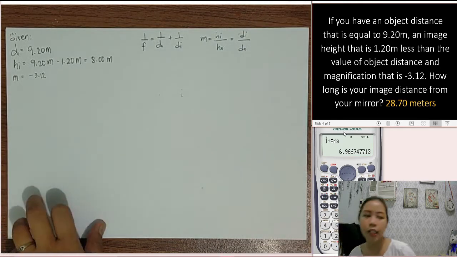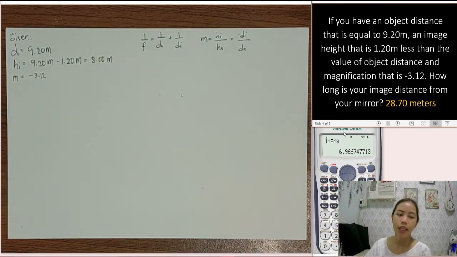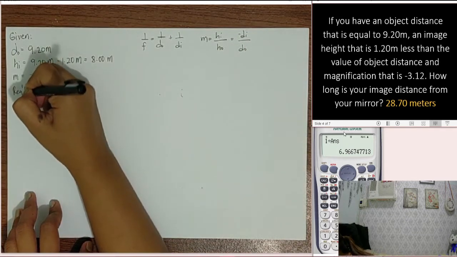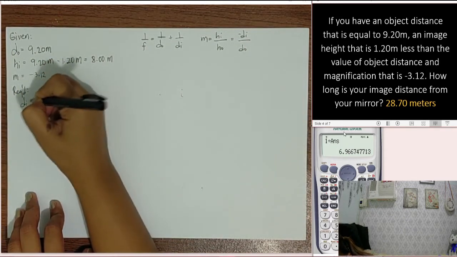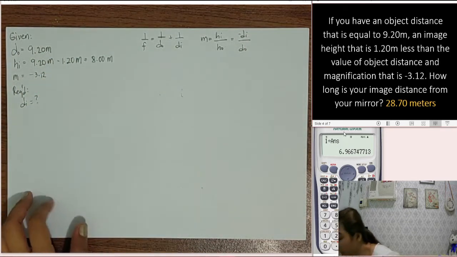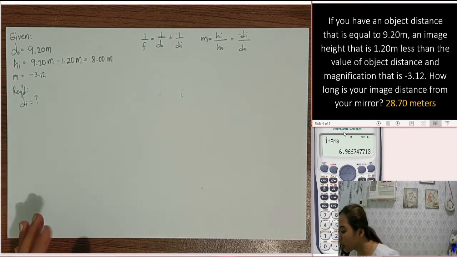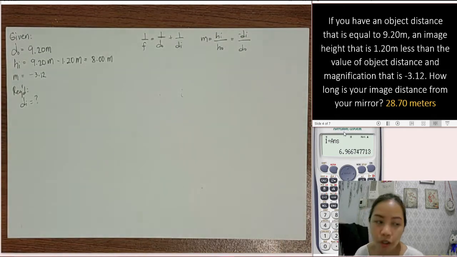Okay, so this is the first equation we can use. Now, here it is. The required value in this problem is the d sub i. So we need to look at which equations we can use to get d sub i.